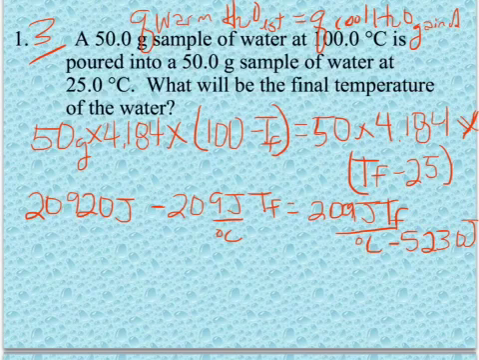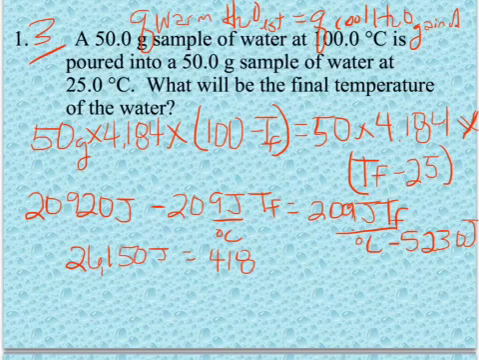Now I want to combine similar terms. So what I do is I take the negative 5,230 over to the other side and combine it with the 20,920. When I do that, I get 26,150, and that's joules. And on the other side, I move the 209 over and add 209 and 209 together. 209 becomes positive, and I get positive 418. And the 418 is joules T F over degrees Celsius. And this one was just joules.